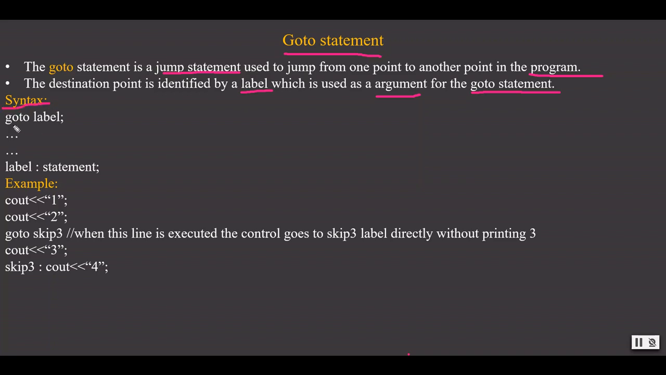This is the syntax. Goto is the keyword and it is followed by a label. This instructs that the control has to go to the line where this label is found. So once this line is encountered, it searches for the line where the label is present. So in this line, the label is present and the statement associated with that label gets executed, and all the statements between this goto statement and the statement where the label is present, these statements get skipped.